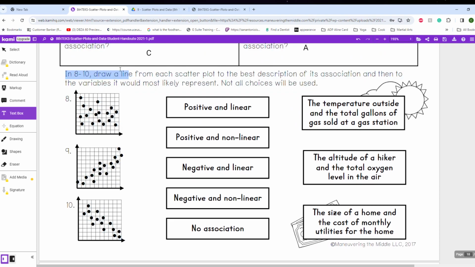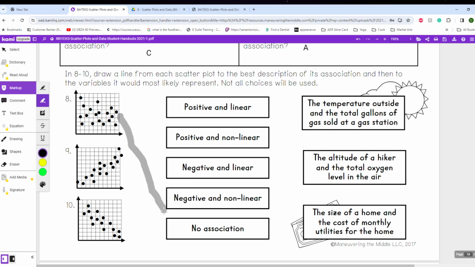All right. In 8 through 10, draw a line from each of the scatter plots to the best description of its association and then to the variables it would most likely represent. Not all choices will be used. So first off, we have this one. And we would say, okay, it looks like there's not an association there. So I'm going to go here. No association. So I'm going to look for a situation with no association. So the temperature outside and the total gallons of gas sold at a gas station, the size of a home and the monthly cost of utilities, and the altitude of a hiker and the total level of oxygen. So I'm going to say probably this.